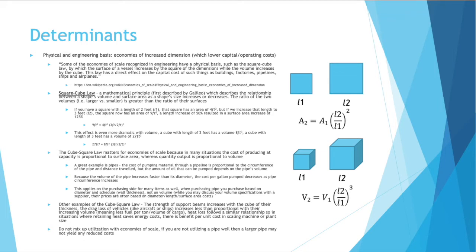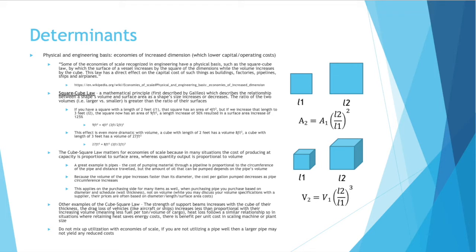Other real-life examples of the cube-square law include the strength of support beams increasing with the cube of their thickness. Drag loss on ships and planes increases less than proportional with their volume, which means less fuel per volume of cargo. Also, heat loss follows a similar relationship, so in situations where retaining heat saves energy costs, there is a benefit in per unit cost in scaling machine or plant size.